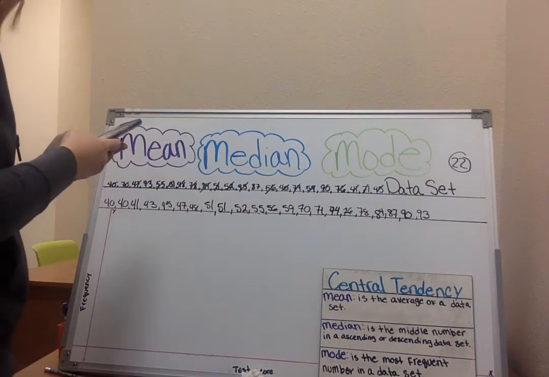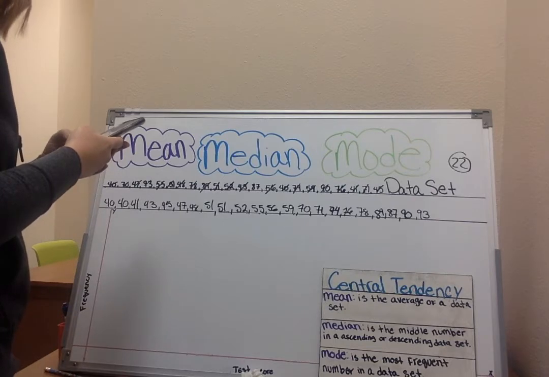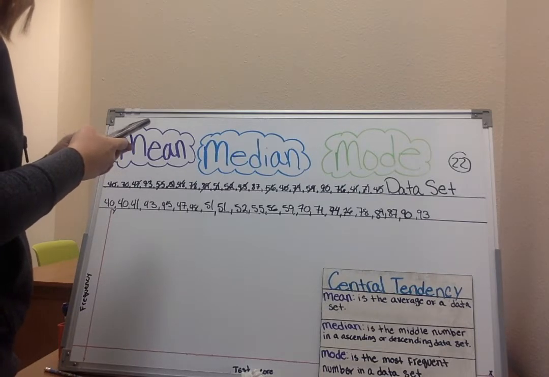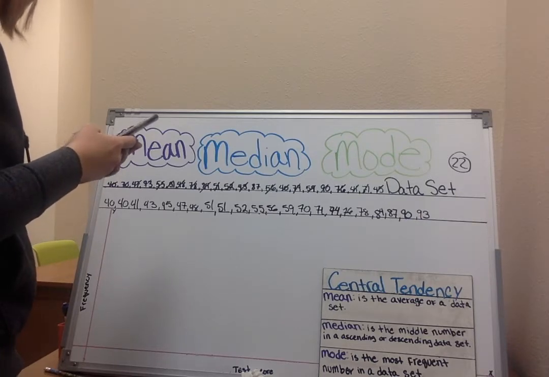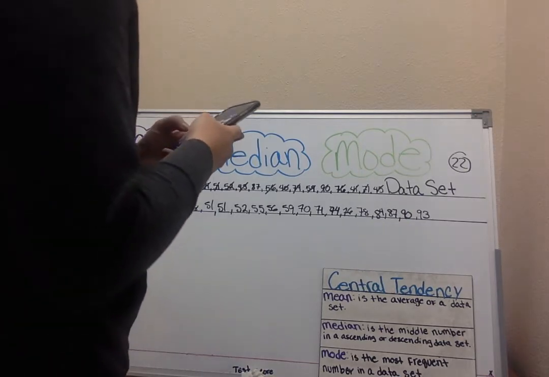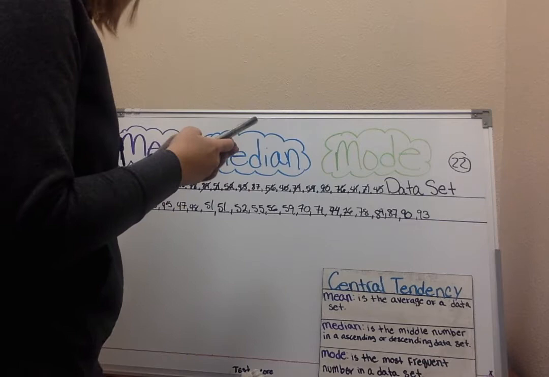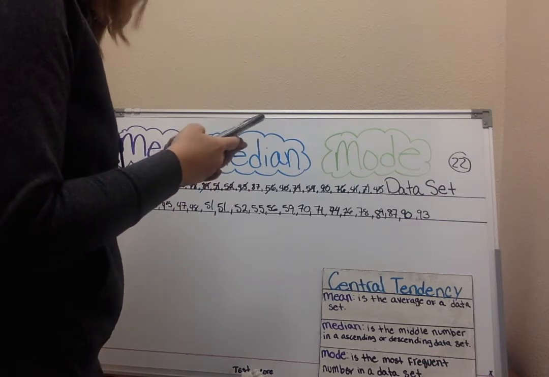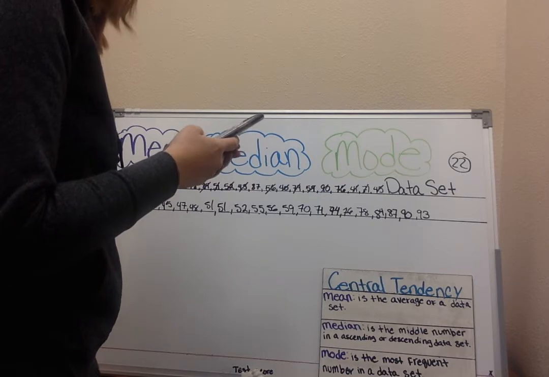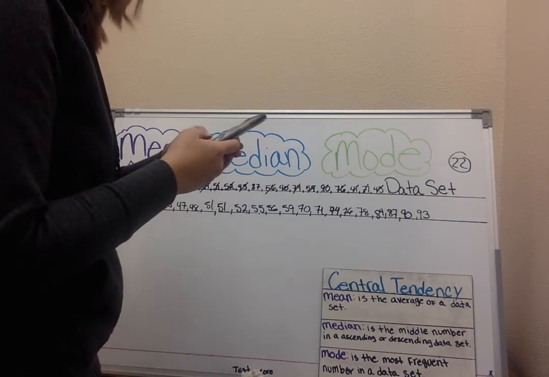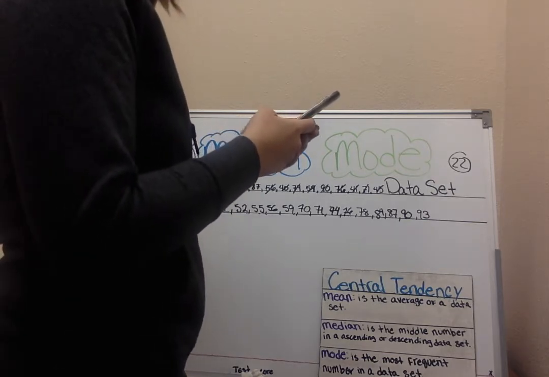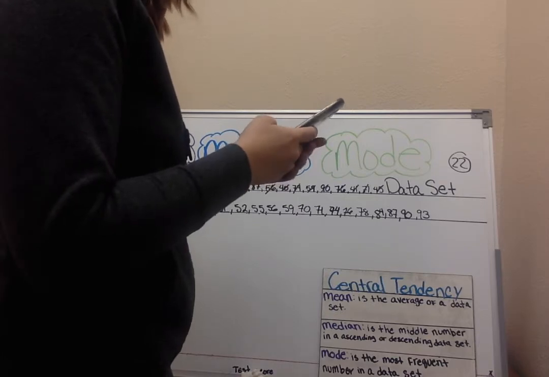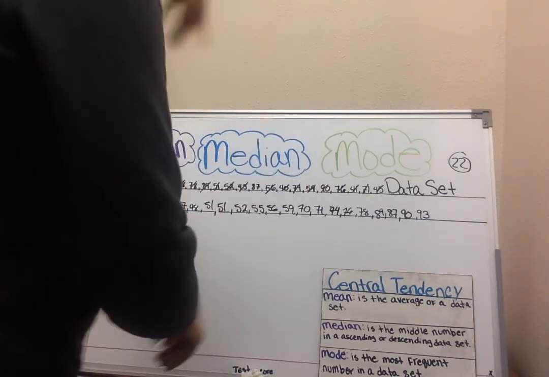Let's start over, okay. 40 plus 40 plus 41 plus 43 plus 45 plus 47 plus 48 plus 51 plus 51 plus 52 plus 55 plus 56 plus 59 plus 70 plus 71 plus 74, 76, 78, 84, 87, 90, and 93. That is a big number, so we're going to write that number down at the end of our data set so we don't forget it.